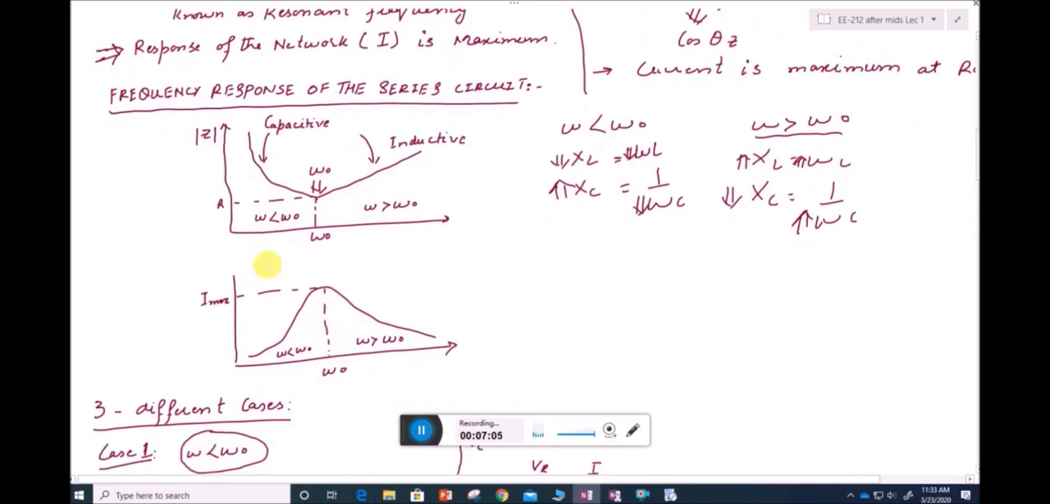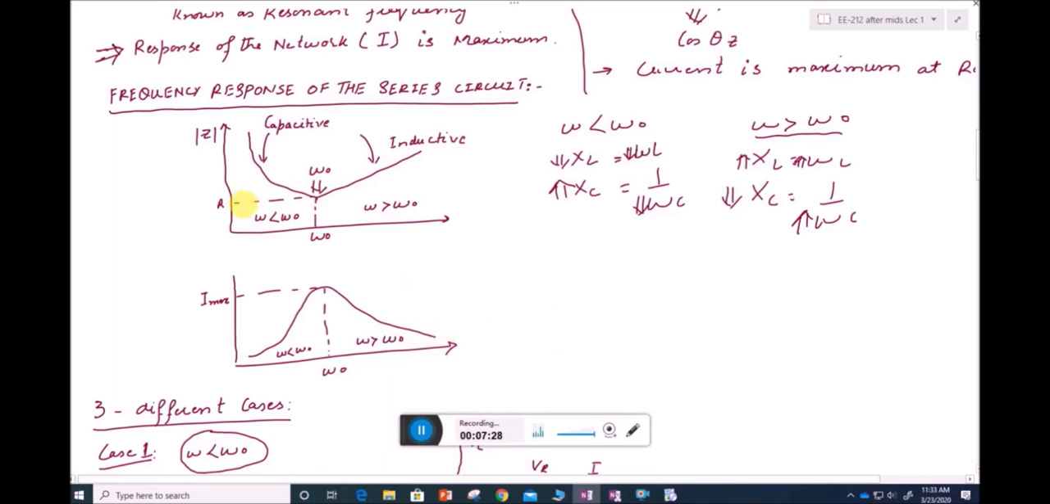Now, if I have to draw the curve for the current through the circuit for different values of frequencies, again we will have the maximum current when we have the minimum impedance, which is at omega naught. So at omega naught we are getting the maximum current, and before and after omega naught the current is reducing because the capacitive reactance and inductive reactance are increasing respectively.